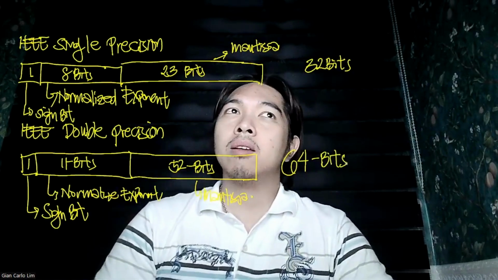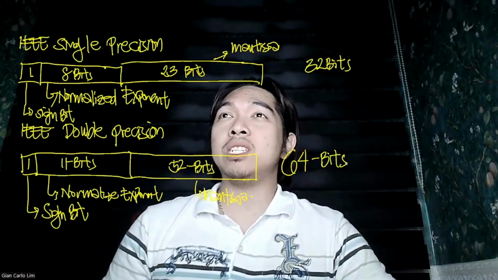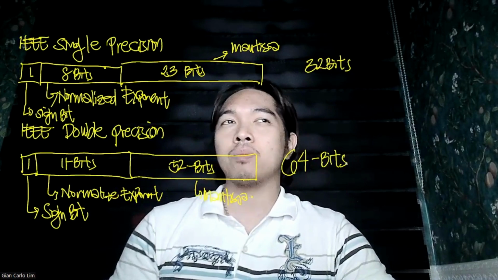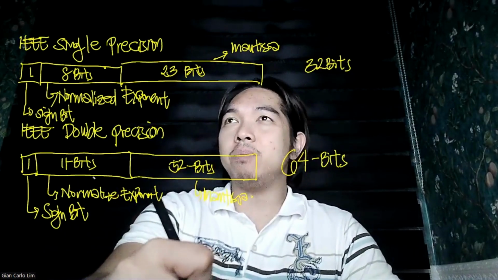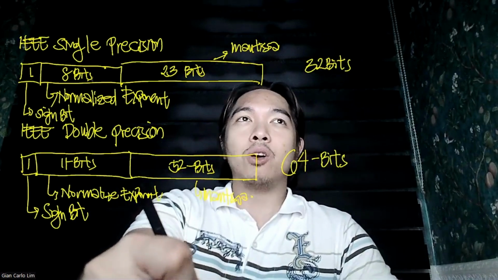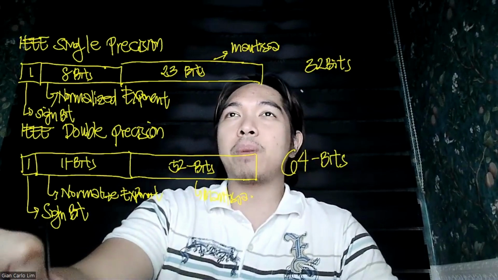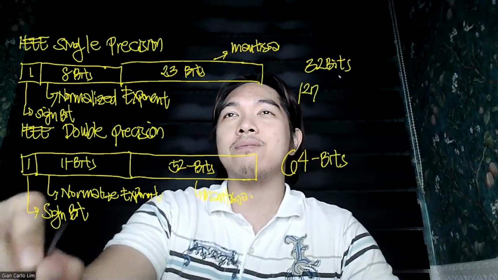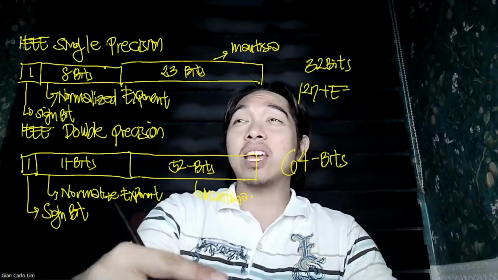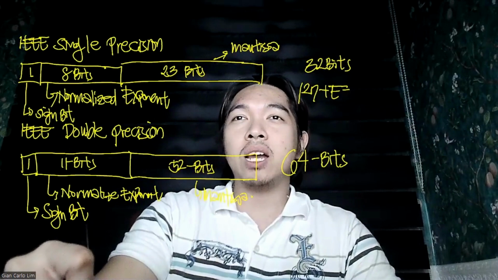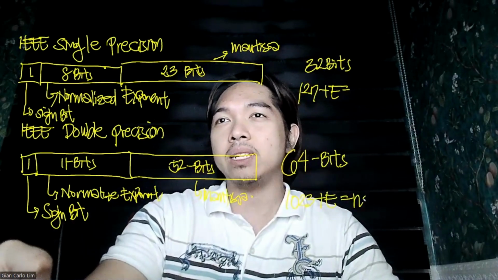Okay. So halos pareho lang din ang pag-solve ng IEEE double precision. Pero ano lang ba ang nabago? Ang nabago lang dyan, etong normalized exponent ay naging 11 bits instead of 8 bits. So kung si IEEE single precision ay merong 127 plus E para maging normalized, si IEEE double precision meron siyang 1023 plus E para maging normalized.